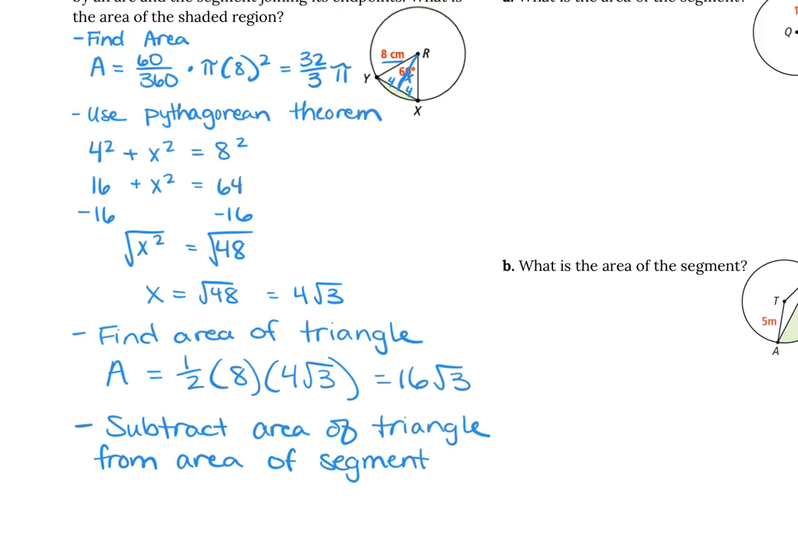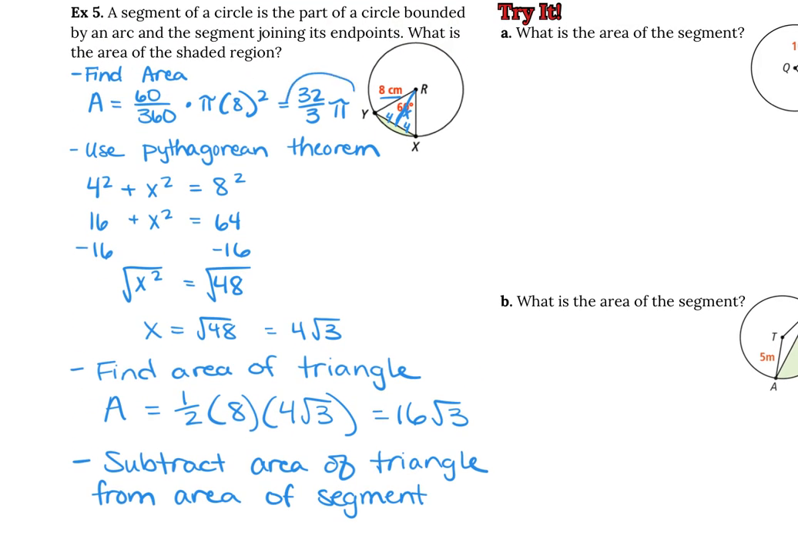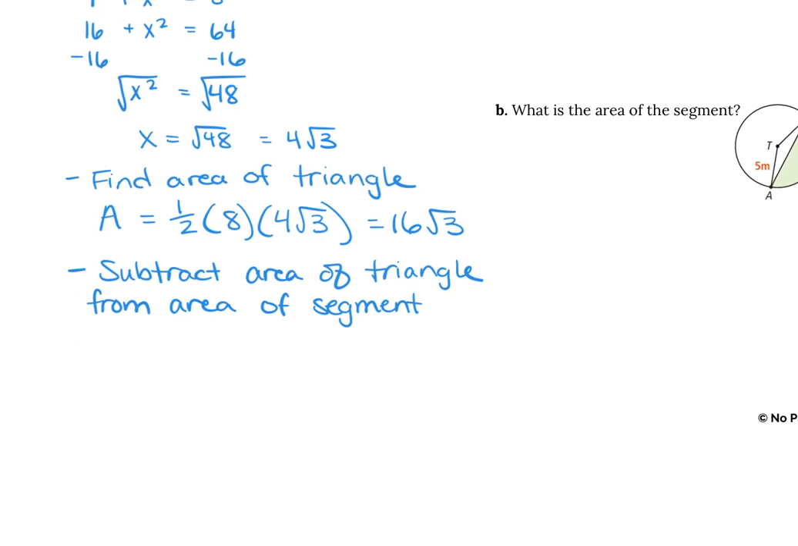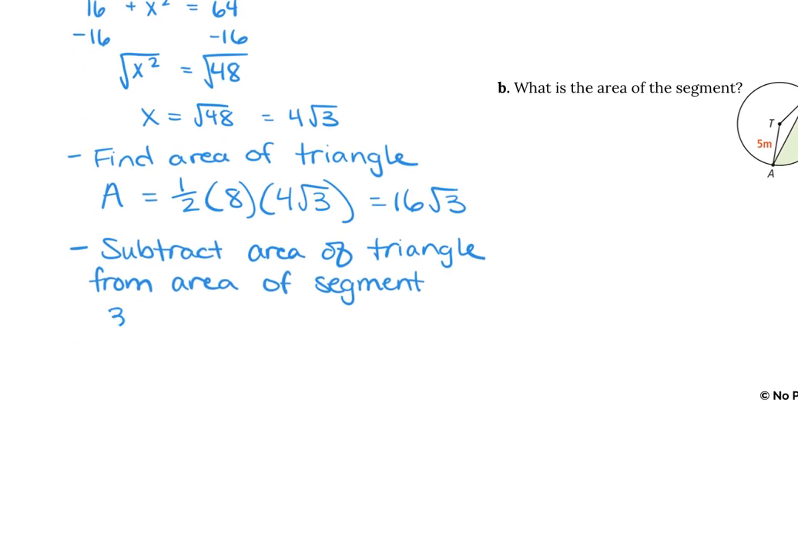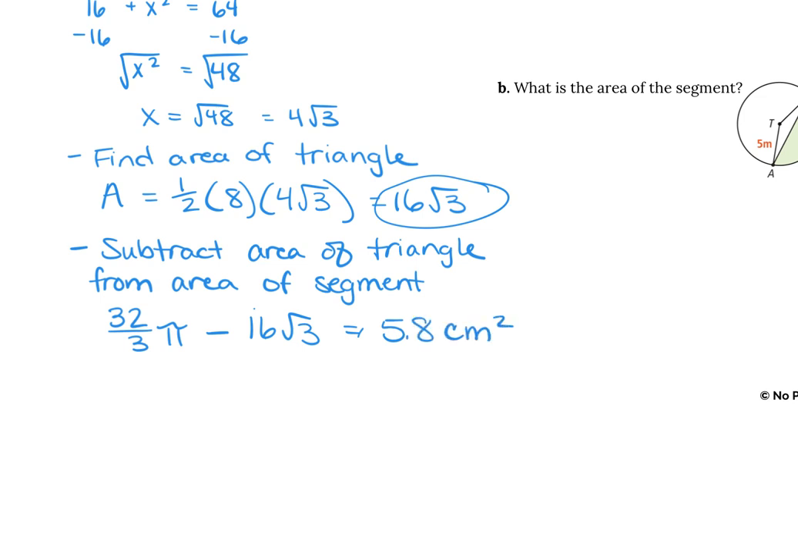Okay, so the area that we found for this segment is right up here. I'm going to bring that down, and I'm going to subtract from that the area of the triangle, which we just found right here. So that's going to get me 5.8, and that is centimeters squared. Okay, let's look at the try it.